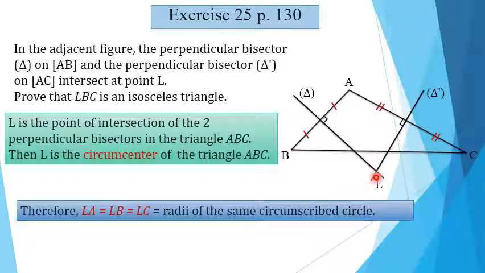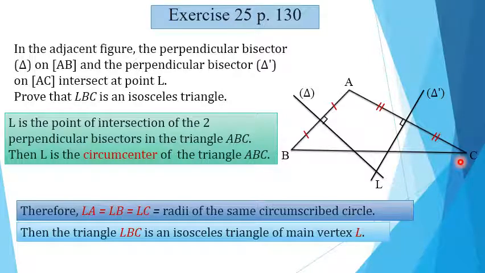Or you can prove it as we started. A point belonging to a perpendicular bisector is equidistant from both extremities. Okay? Both ways of writing will lead me to the same answer. Now, since LB equal to LC, I can say that LBC is an isosceles triangle of main vertex L. Okay, it's easy, but I have to focus well.